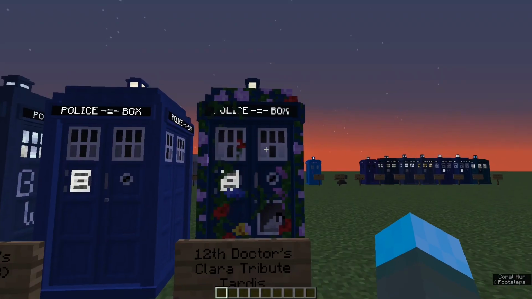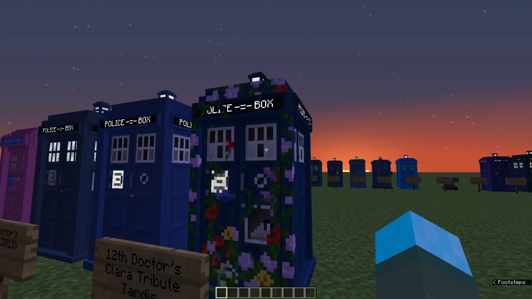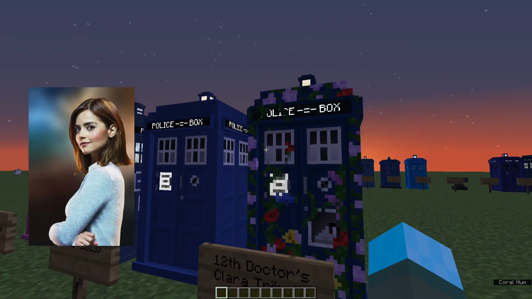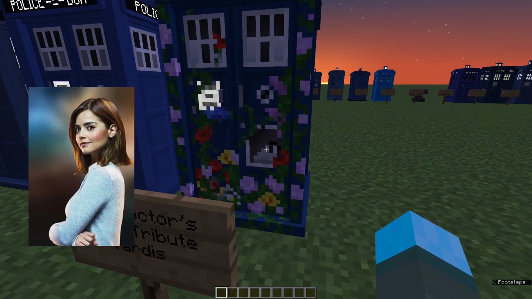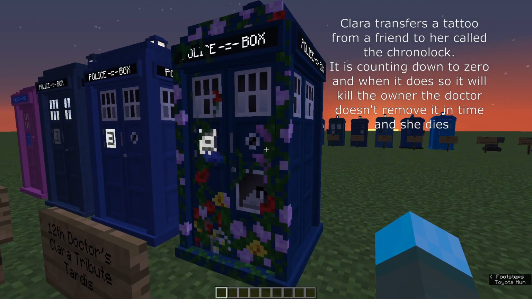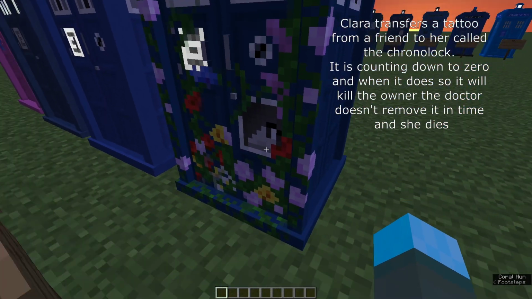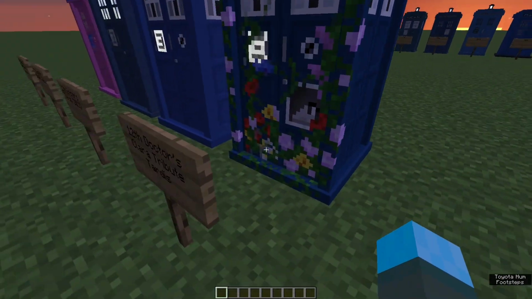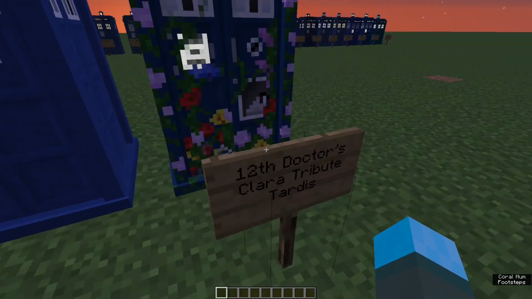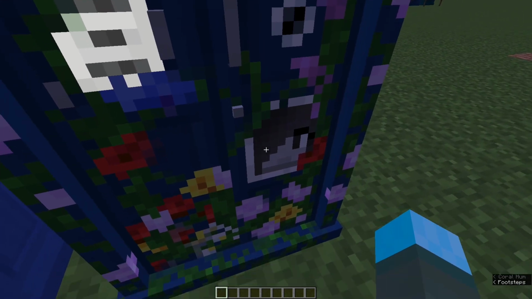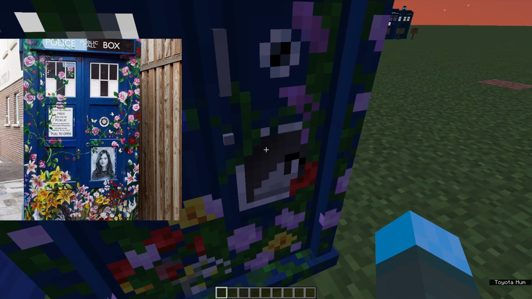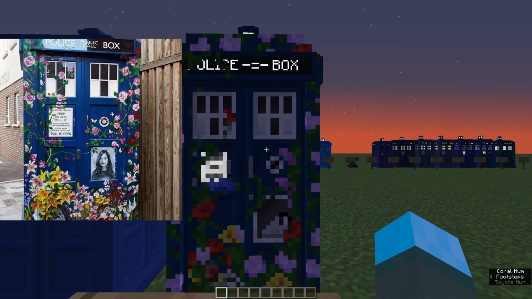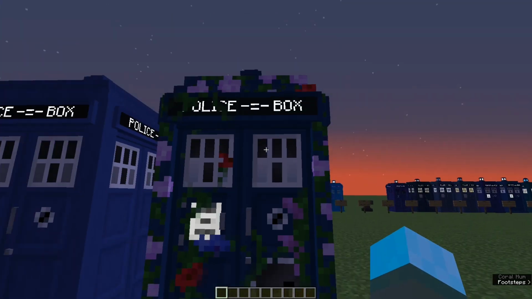12th Doctor's Clara tribute. The 12th Doctor had a companion called Clara, also the 11th Doctor's companion, but she died, and for some reason the Doctor's TARDIS was covered in chalk, including this chalk drawing of Clara, but they've Minecraftified it up there.